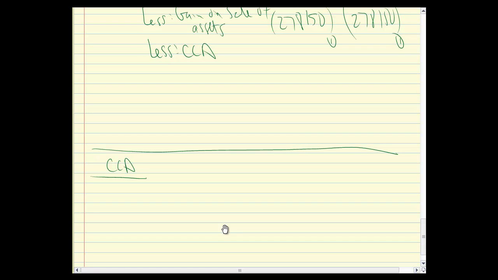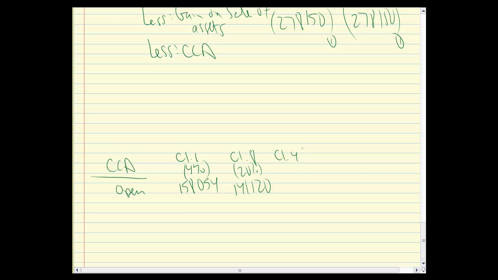Okay, so who wants to help me understand CCA? Yeah, go ahead. Well, give us the CCA over 3 classes. Okay, so good starting point, ladies and gentlemen. Again, easy stuff. They already gave us starting UCCs for 3 different asset classes. Take them, right? So opening balance, class 1, which is how much, 6%? No, 4%, sorry. Your opening balance is 158,054. Then we have class 8, which is 20%, right? 141,120. Yep. And then we have class 45, what's the CCA rate on that one? 45%. That's pretty convenient.